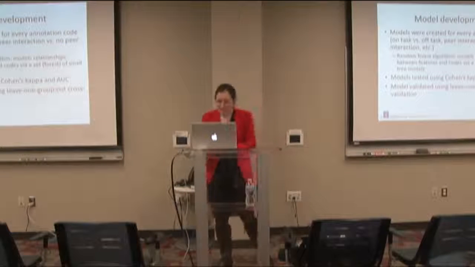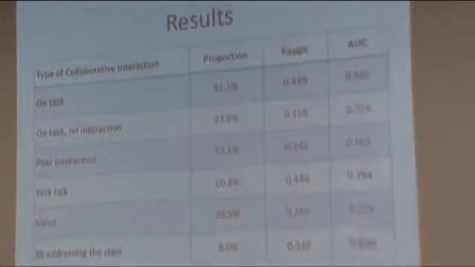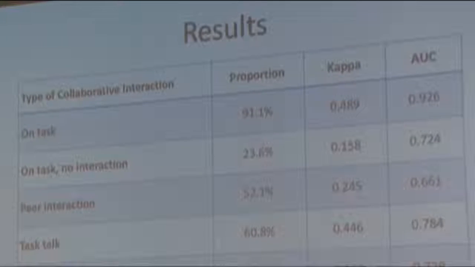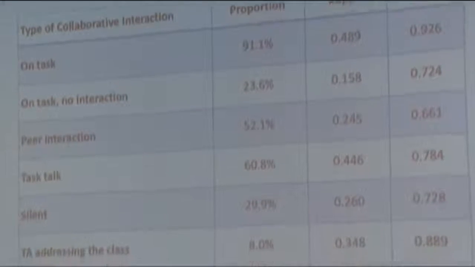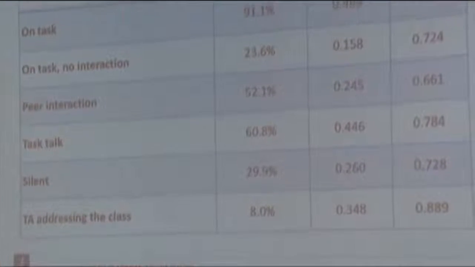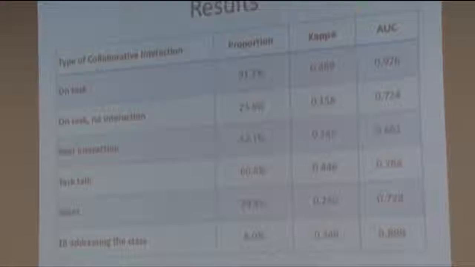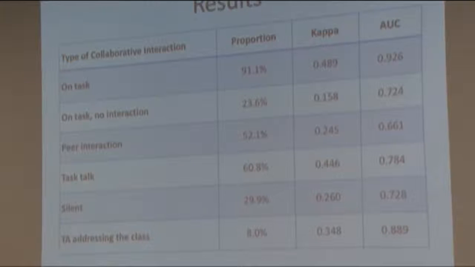When we look at our results, and I'm not in the right place to click, we have here the results for kappa, where 0 is random chance and 1 is perfect accuracy, and also AUC, where 0.5 is random chance and 1 is perfect accuracy. So these models are not doing too badly. So for AUC on task, we're at 0.926, 0.489 with kappa, which is not, if these were my students coding, I would not be thrilled with them. But for a model, it's not too bad.